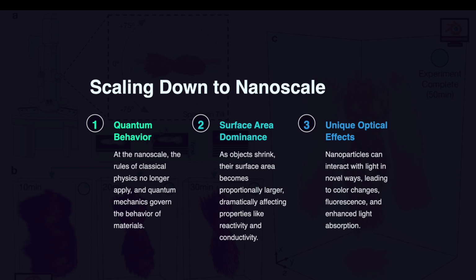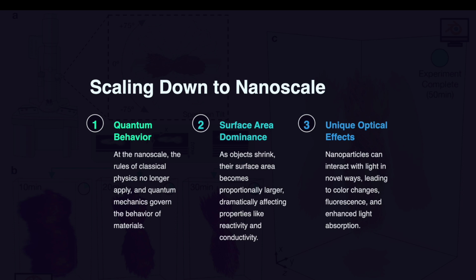Now we will first understand quantum behavior. At the nanoscale, the rules of classical physics, which were given by Sir Isaac Newton, no longer apply, and quantum mechanics governs the behavior of material. We will understand another concept: as objects shrink, their surface area becomes proportionately larger. As an object becomes smaller and smaller, its surface area becomes proportionately higher.